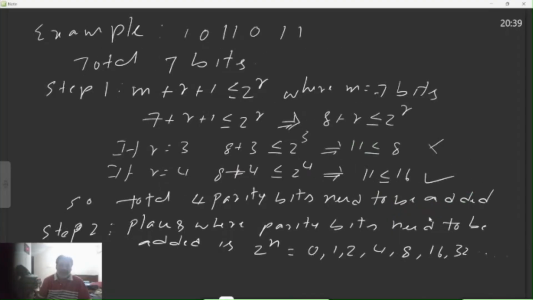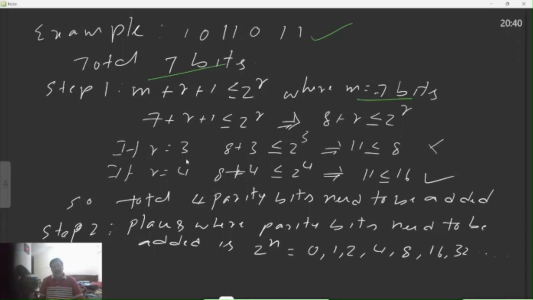Let's take an example: 1 0 1 1 1 1. This is one example we are going to solve. Here, totally 7 bits are there. So in step 1, as I mentioned earlier, it is m plus r plus 1 less than or equal to 2 power r. We know that m is 7, that means the number of bits. So 7 plus r plus 1 less than or equal to 2 power r, that is 8 plus r less than or equal to 2 power r. So we need to satisfy this condition.